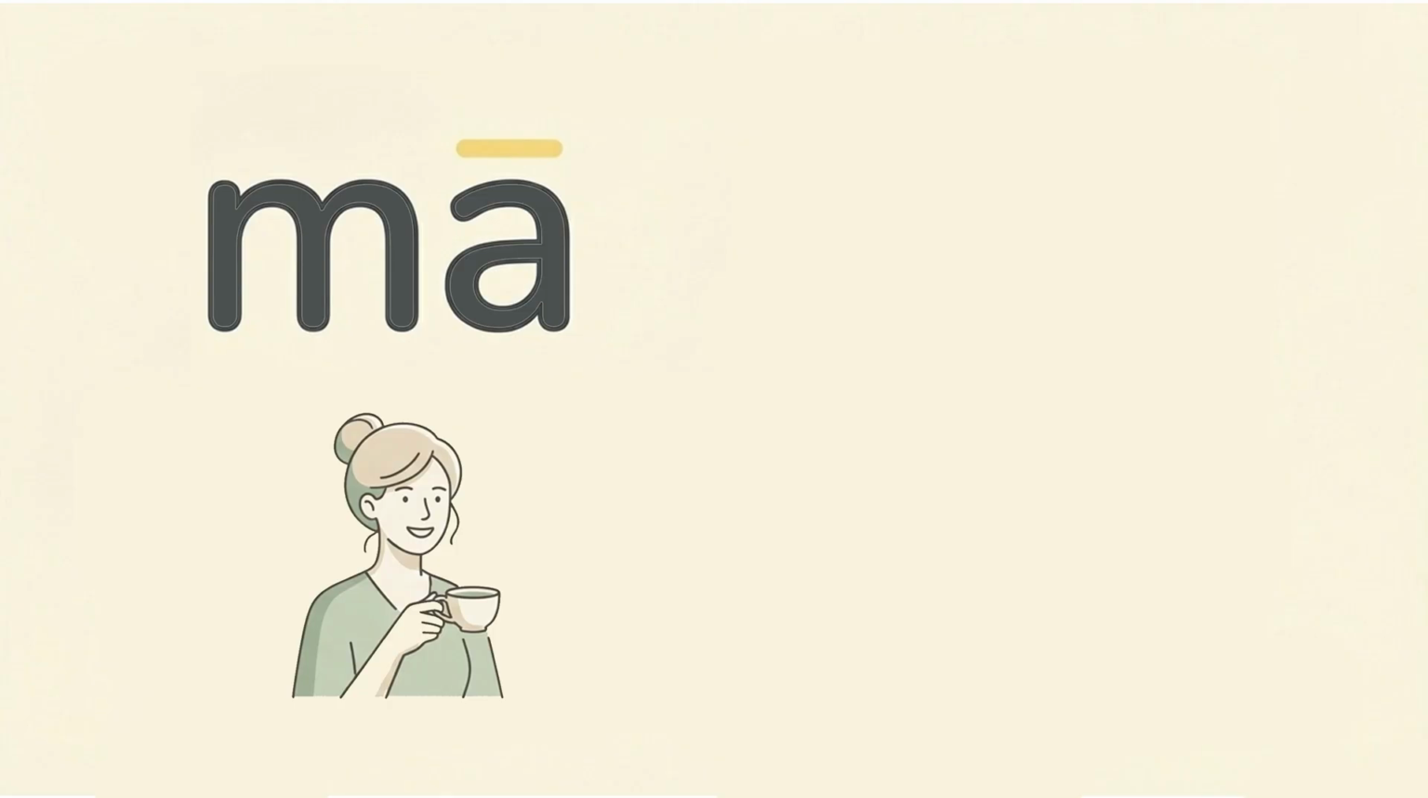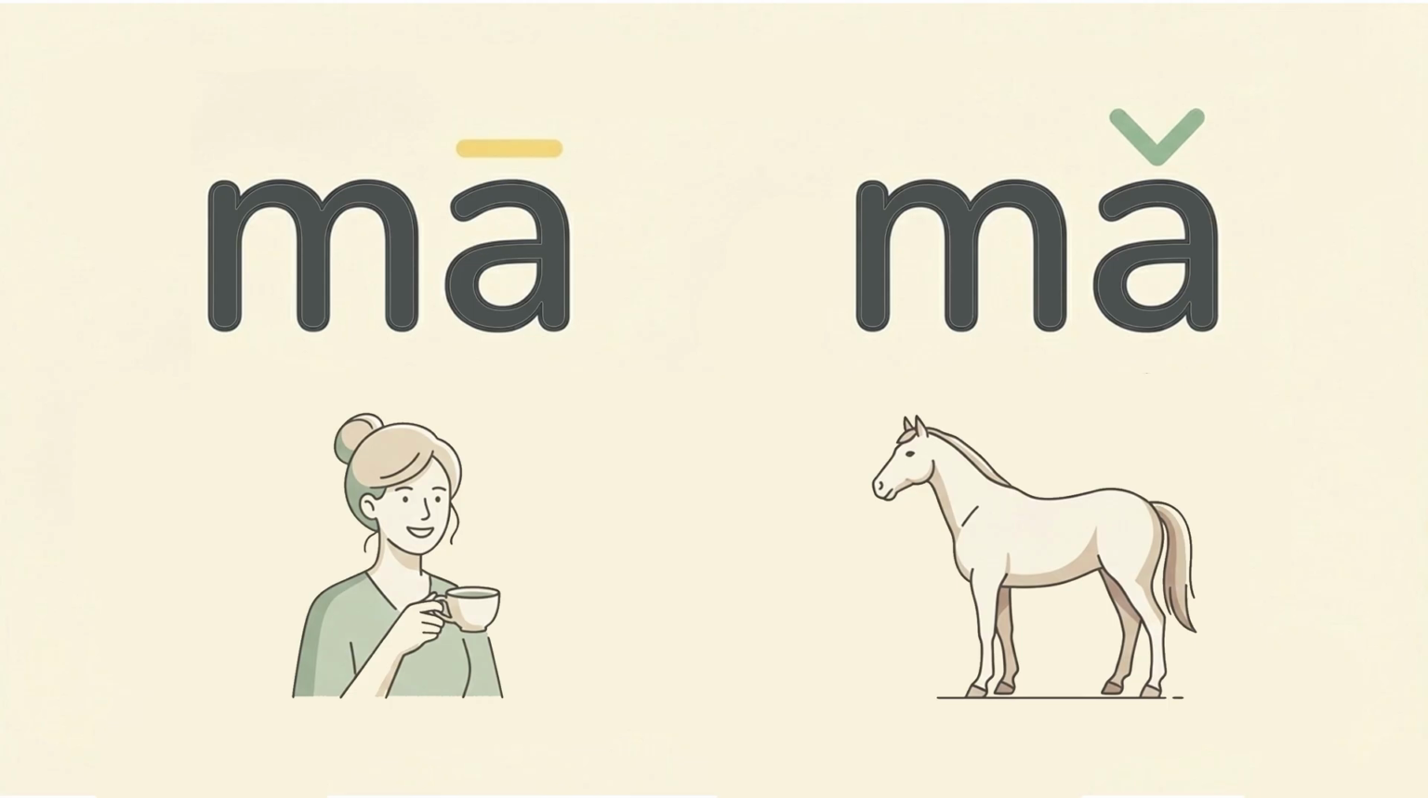Let's take the classic example, the sound ma. Now listen to what happens when we change the tone. If you say ma with a high, steady tone, it means mother. If you say ma with a rising tone, it means something totally different. If you say ma with a dipping tone, it means horse. And if you say ma with a sharp falling tone, it means to scold.